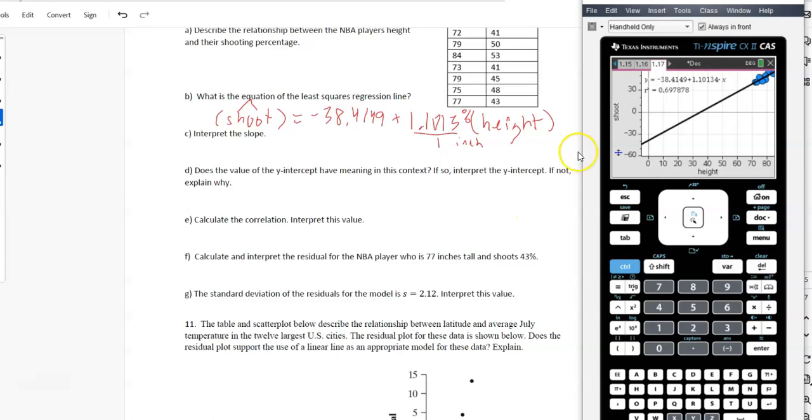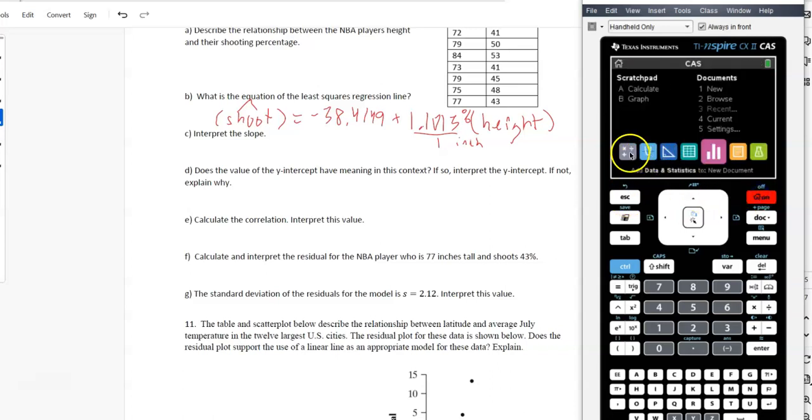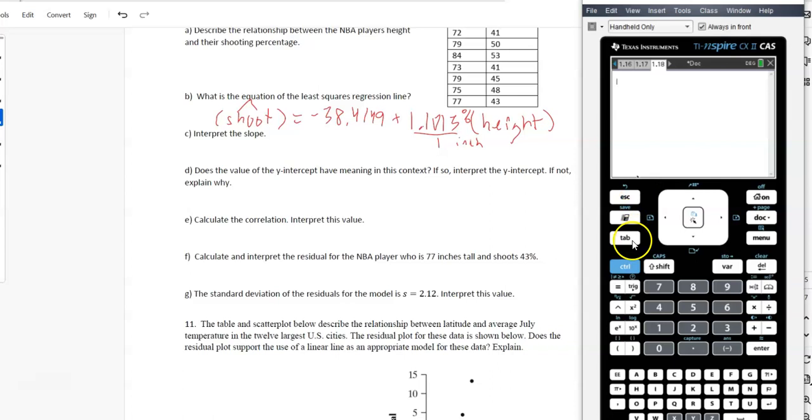Interpret this value. So the r squared value is 0.697. If I go to a calculator page, not a scratch pad, you can find r or r squared. I'm just going to show you. R squared is that number. You can also find r right there if you hit the variable key.